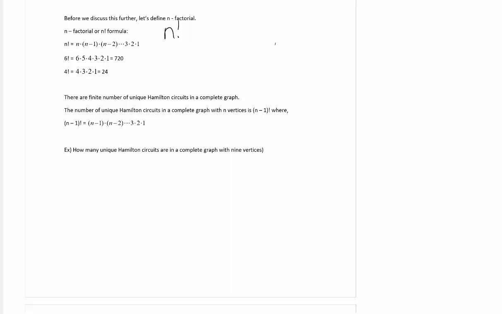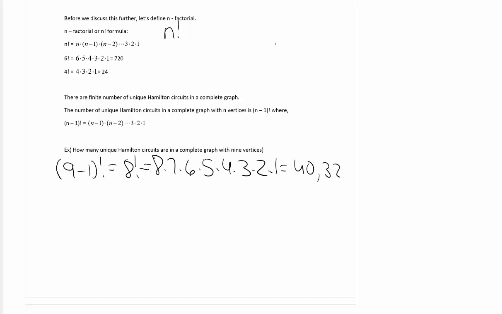So how many unique Hamilton circuits are in a complete graph with 9 vertices? Well, that's going to be set up as 9 minus 1 factorial. That's 8 factorial, which is 8 times 7 times 6 times 5 times 4 times 3 times 2 times 1, which is 40,320 unique Hamilton circuits.